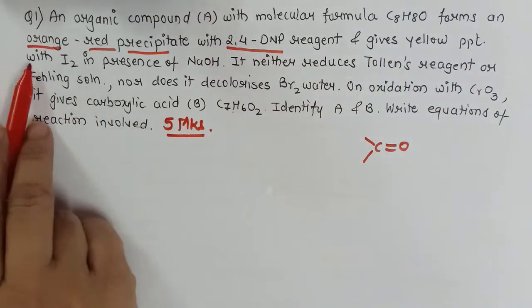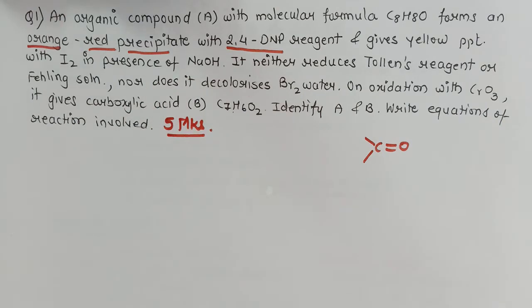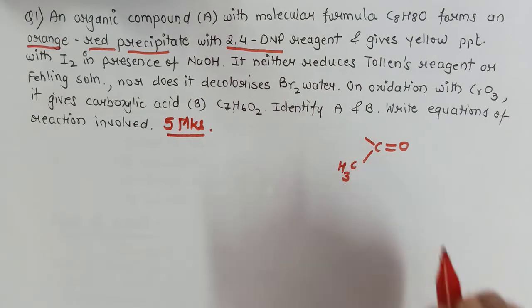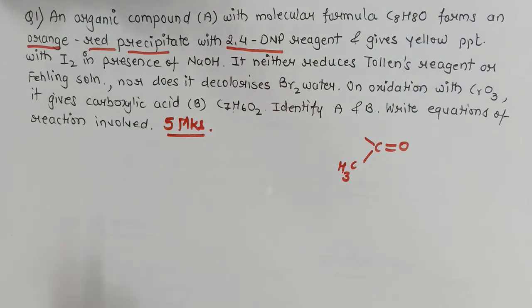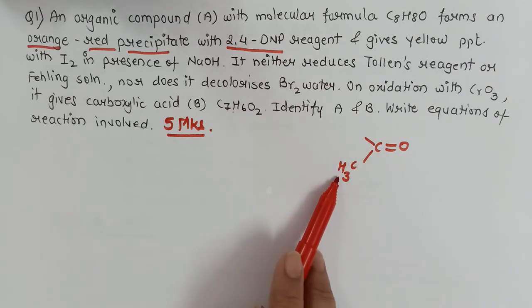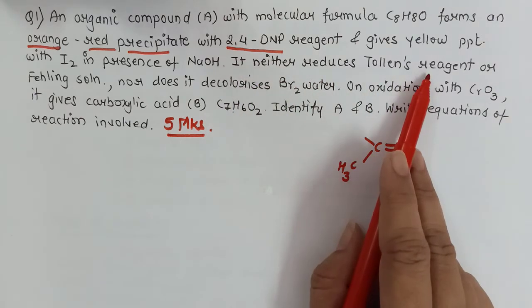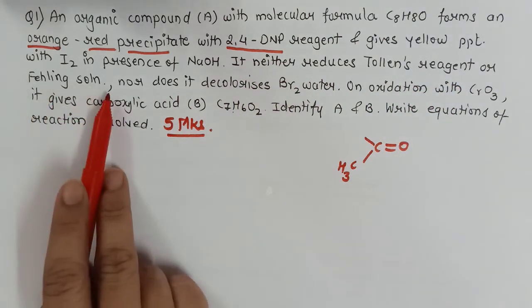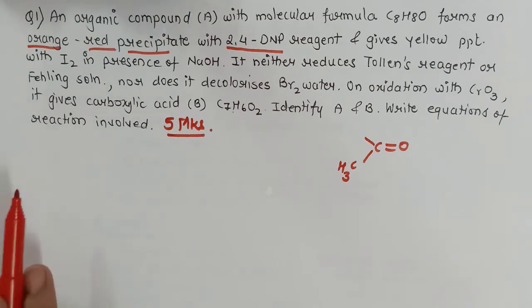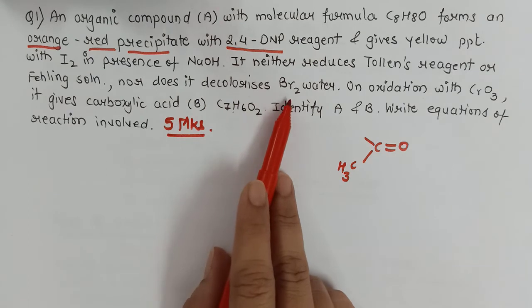It gives yellow precipitate with iodine in presence of NaOH. That means it gives a positive iodoform test. That means here it will be COCH3, since we know that a carbonyl methyl group gives a positive iodoform test. It neither reduces Tollens reagent nor gives Fehling solution test. That means it is not an aldehyde. Further, it is proved that it also does not decolorize bromine water.